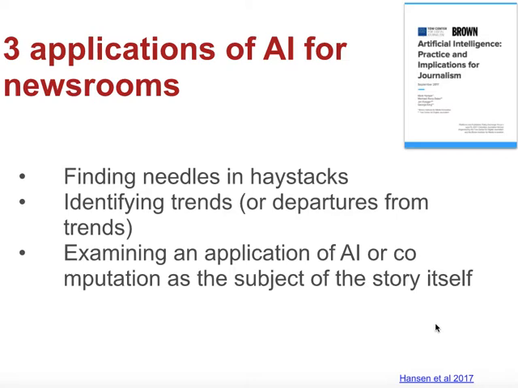So we're talking here about big document dumps or massive data sets where you're looking for something interesting in that large set of information. That's something that AI can be particularly effective at. Likewise, it can be used to identify trends in large data sets, or indeed departures from those trends, outliers. The third application is really more about looking out at the world as a whole and the use of AI in the world, and using AI as journalists to hold that to account, to scrutinise it.